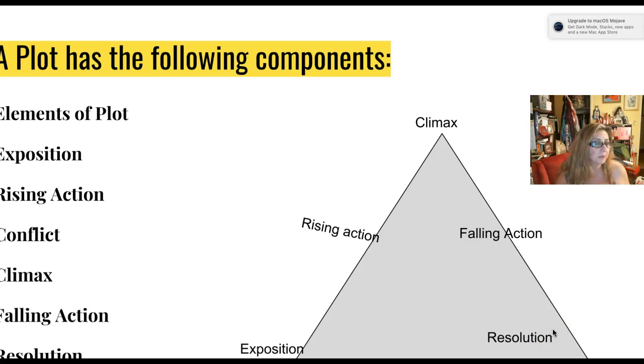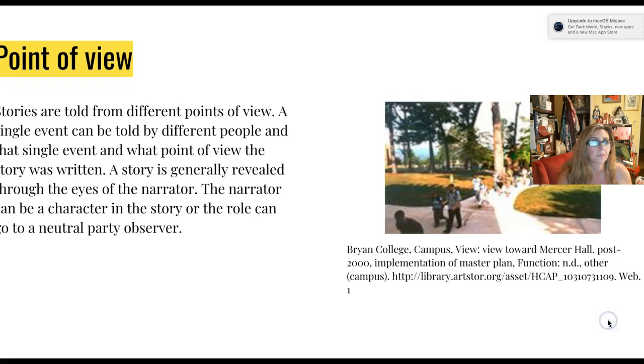So when you're reading a book or a story, you should know at what point you are. Are you at the climax? Are you at the falling action? Are you at the resolution? And when you are talking about the plot of a story, you should be talking about the climax, the conflict, the rising action, the exposition. You should be using this language as you are explaining the plot of a story.